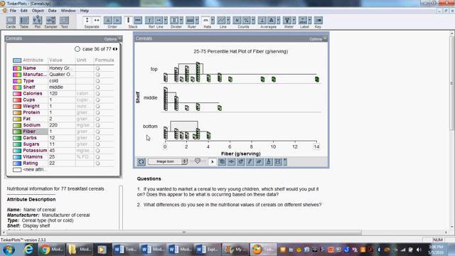Now let's look at ways that we can compare two numerical values. So let's rearrange these icons.